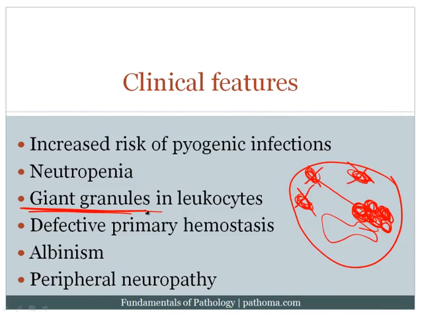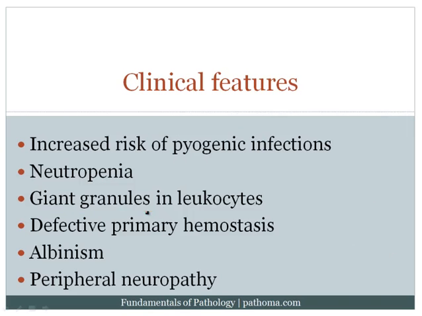Another problem that's going to occur in these patients is that they're going to get defective primary hemostasis. Now, same sort of idea. Primary hemostasis is dependent on the platelets, and the platelets contain granules, for example, dense core granules. And if the granules are not properly distributed and are not properly functioning within the platelets, there'll be a defect in primary hemostasis. Okay, another finding is albinism, high yield, and this also goes back to a similar principle.